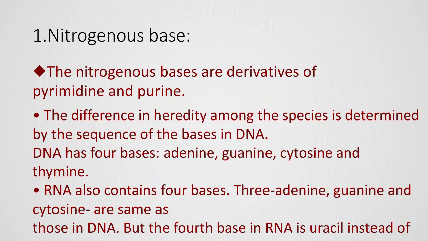Nitrogenous base. The nitrogenous bases are derivatives of pyrimidine and purine. The difference in heredity among the species is determined by the sequence of the bases in DNA. DNA has four bases: adenine, guanine, cytosine, and thymine. RNA also contains four bases; three, adenine, guanine, and cytosine, are the same as those in DNA, but the fourth base in RNA is uracil instead of thymine.